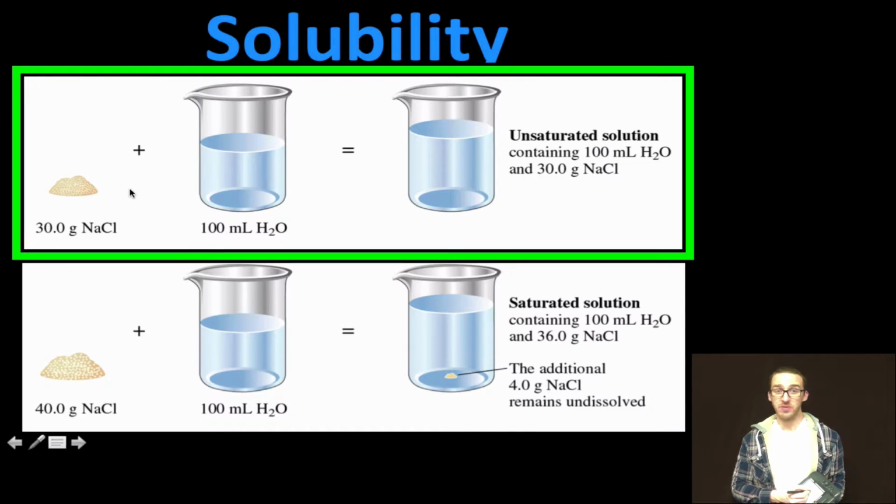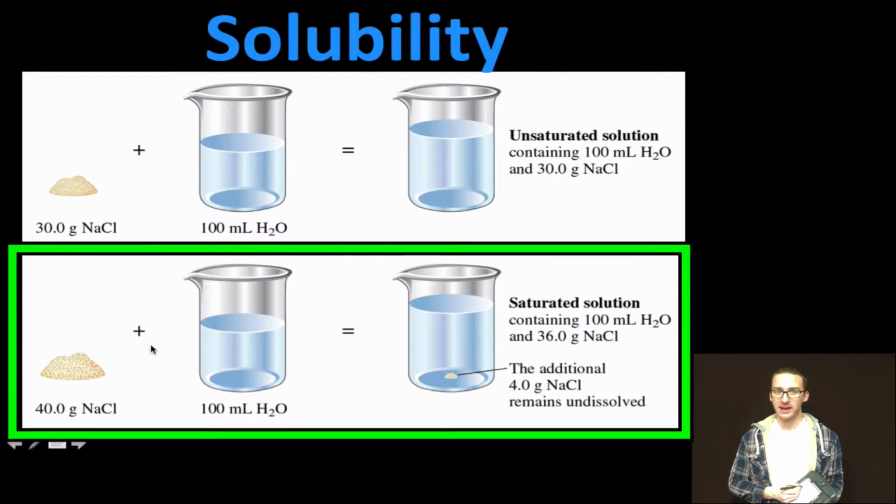Notice in the first example, we start with 30 grams of sodium chloride and 100 mL of water. Add the two together, completely dissolves the sodium chloride, no solid remains, the solution is unsaturated. It could potentially hold more sodium chloride. But right beneath that, if we started with 40 grams of sodium chloride and added it to a new 100 mL of water, it would only dissolve 36 grams of that, completely saturating the solution, and the excess solute would just hang out at the bottom undissolved.